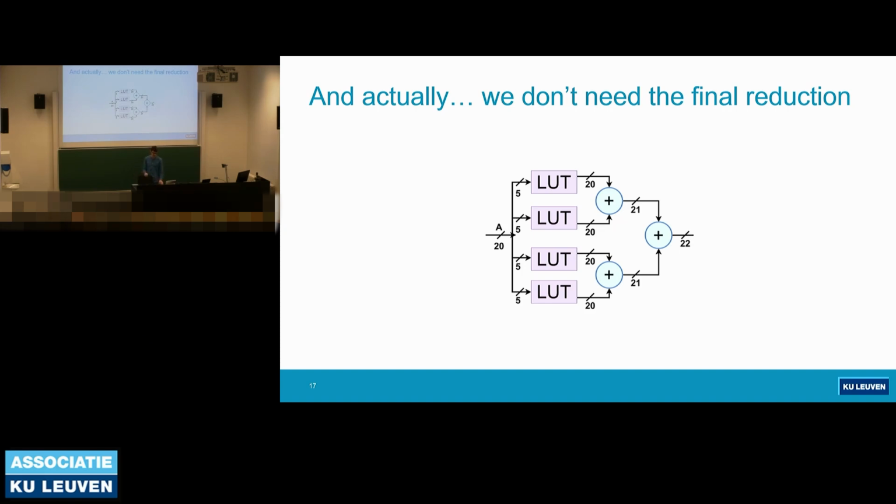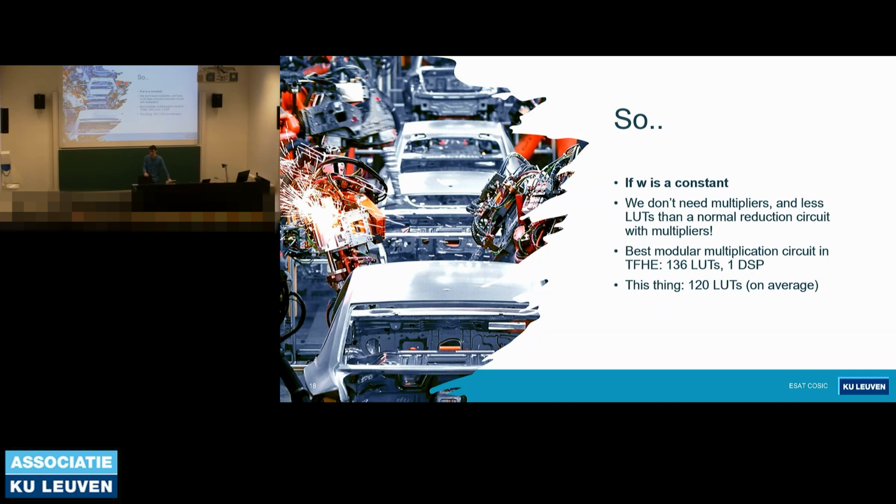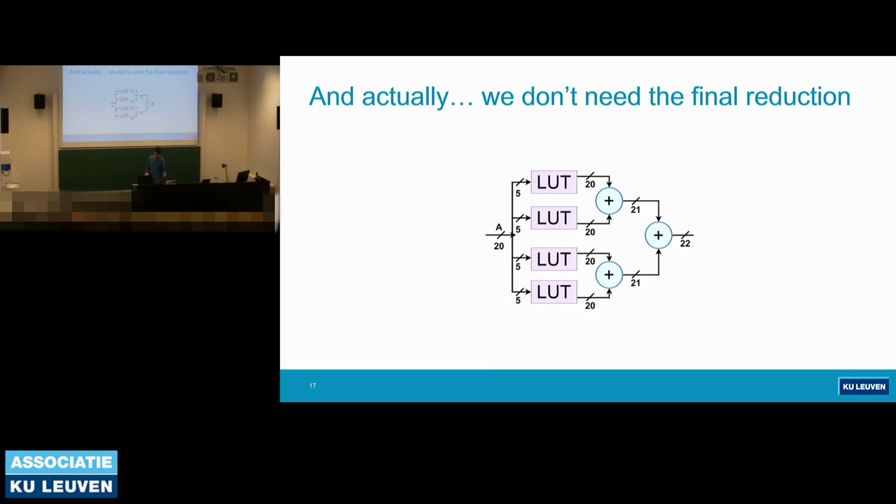And this saves us a lot of effort, because then the only thing we're doing is this. That's the only logic we need. Those 4 groups of lookup tables and 3 others. That's it. So this only works if W is a constant. You need W to be a constant, else it's not going to work. But it means no multipliers. We only use lookup tables.